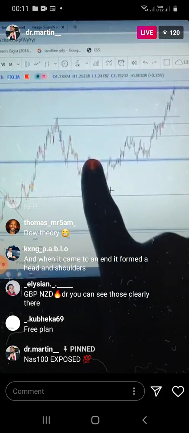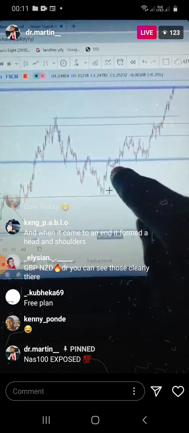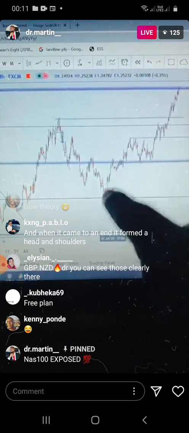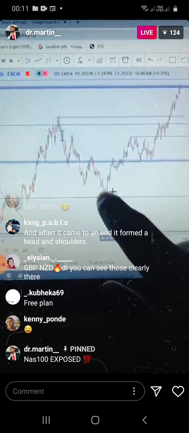So look at that. Lower high, lower high. From there, we created what? A higher low, because this low is definitely higher than this one. This low is definitely higher than that one.